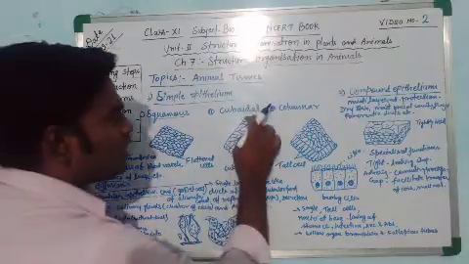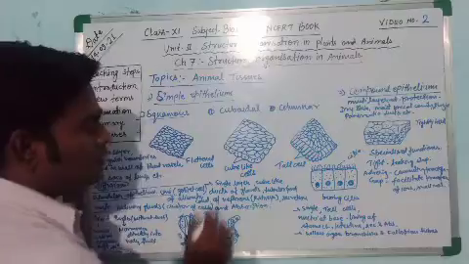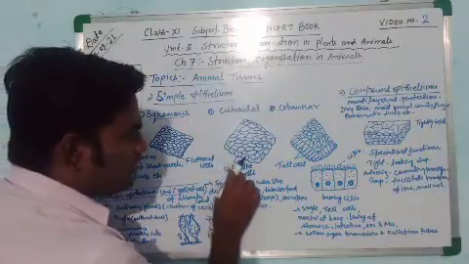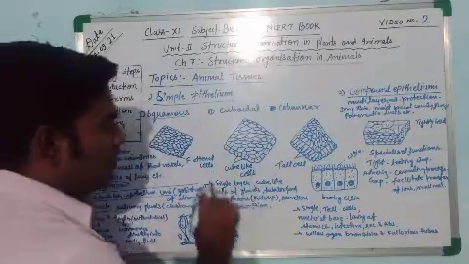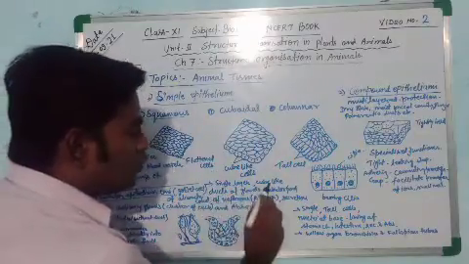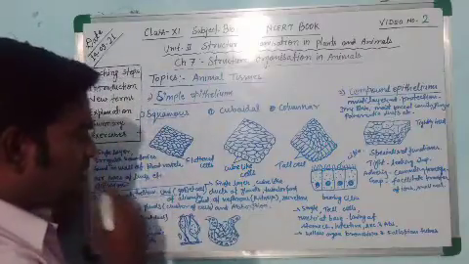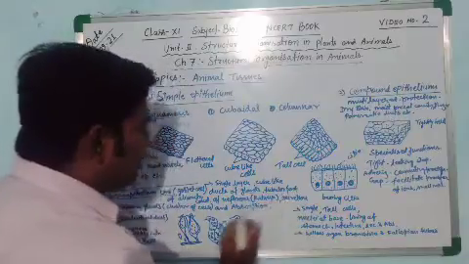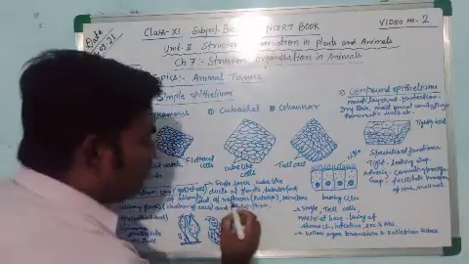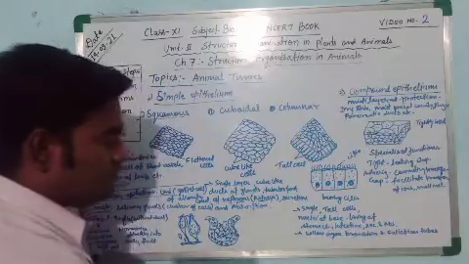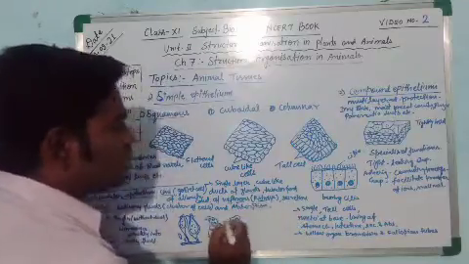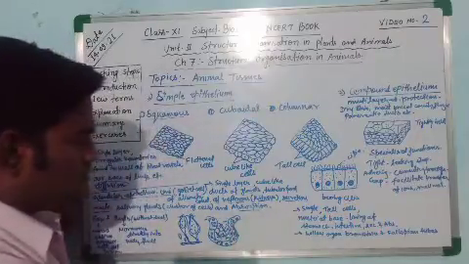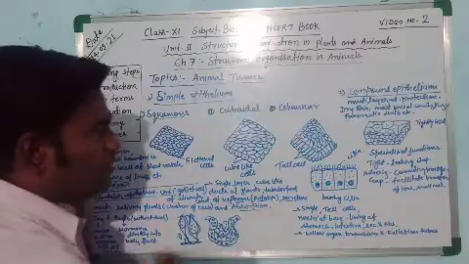The second one is the cuboidal epithelium. This is the structure of cuboidal epithelium, having cube-like cells. They are also a single layer of cells with a cube-like structure, and they are found in the ducts of glands and tubular parts of nephrons in the kidney. The main function of the cuboidal epithelium is secretion and absorption. So this is about the cuboidal epithelium.